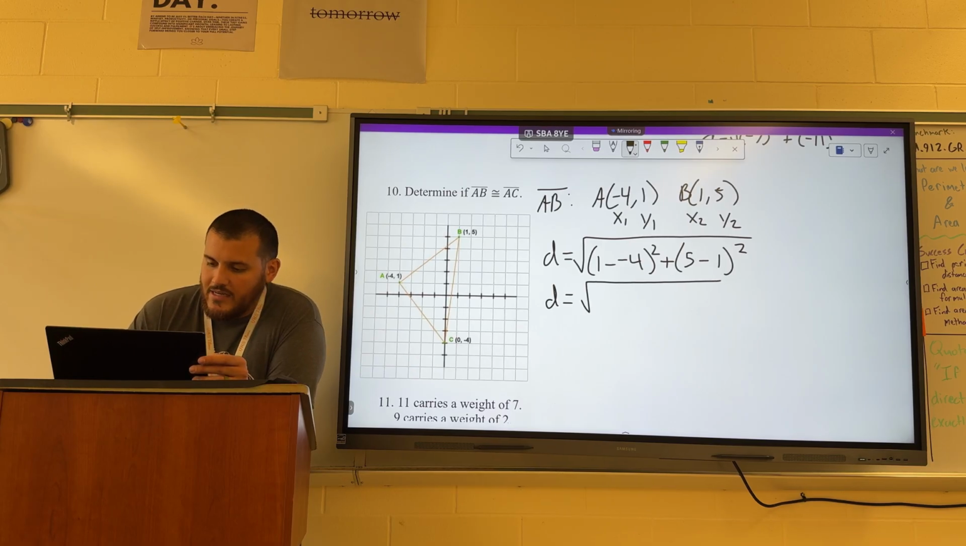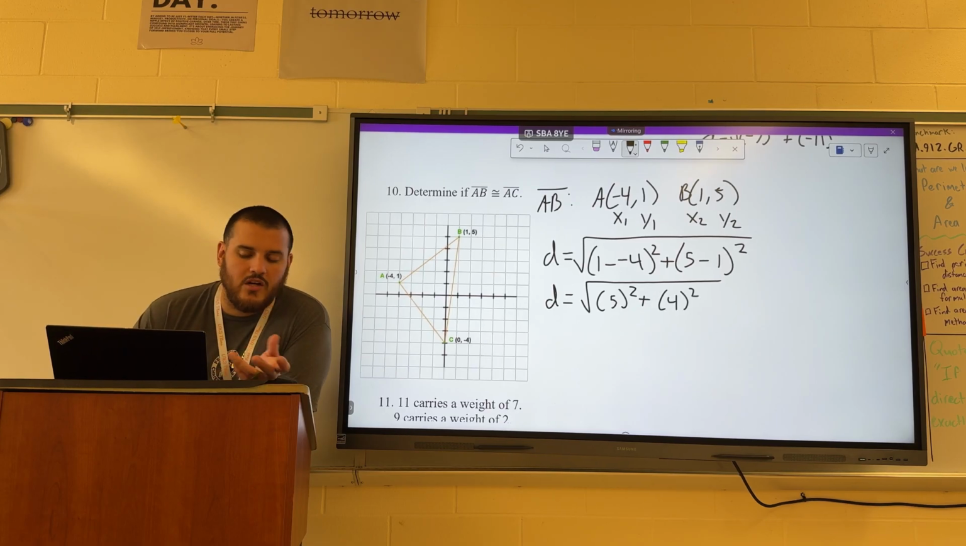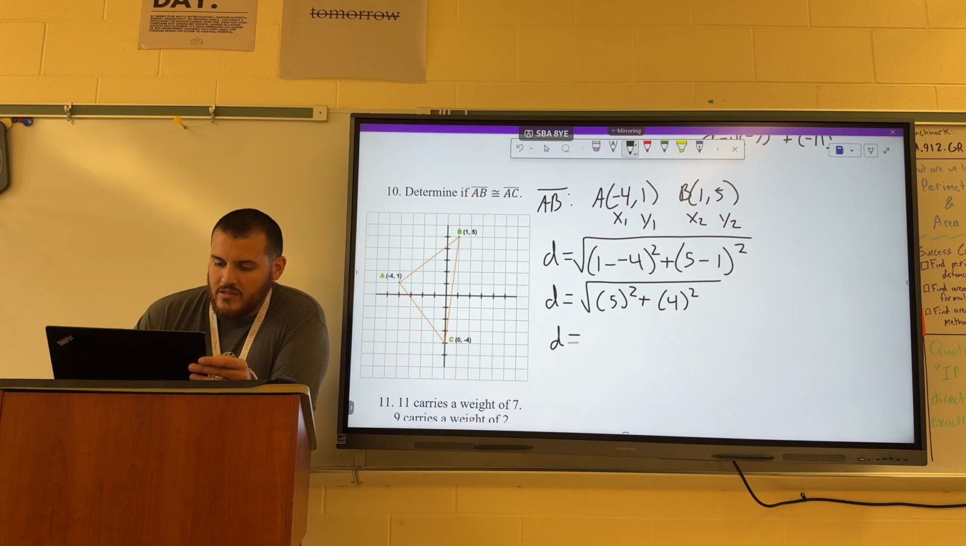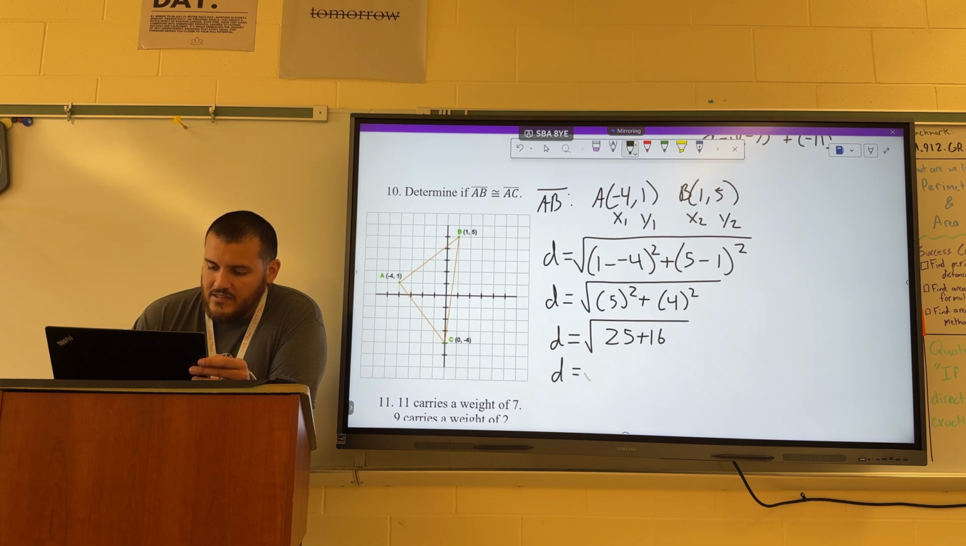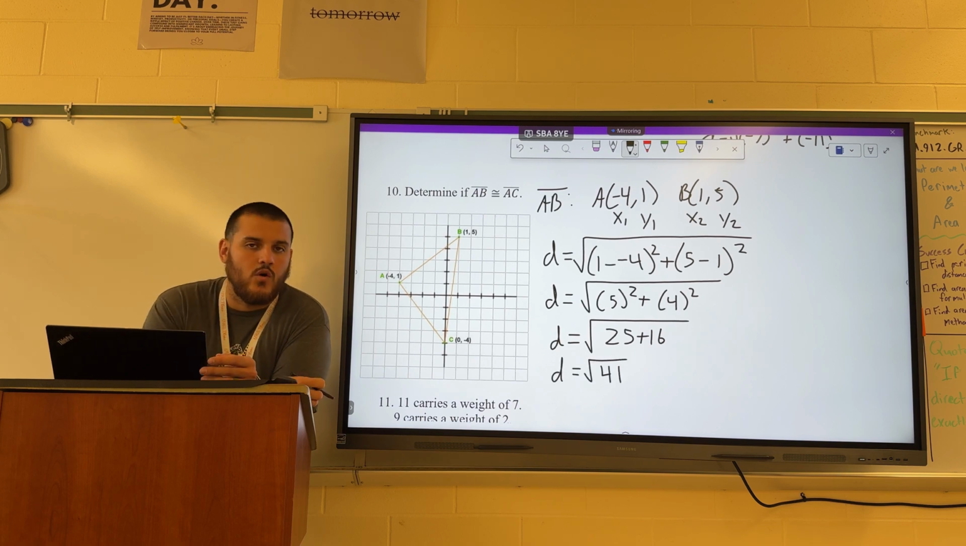So 1 minus negative 4 gives me positive 5. 5 minus 1 gives me positive 4. Then we are squaring. We're doing our exponents next. So 5 squared is 25. 4 squared is 16. When we add 25 to 16, we get the square root of 41.